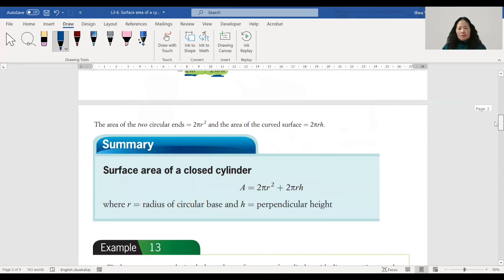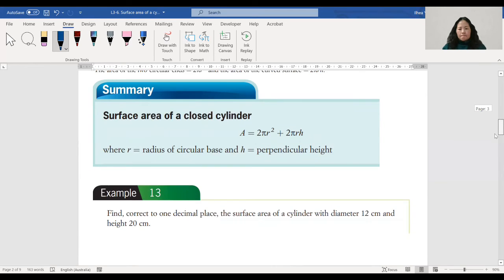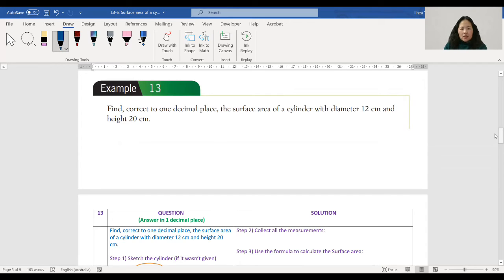Okay, now let's do some examples. I'm just going to leave this summary. We just talked about that. Example 13. Find, correct to one decimal place. Okay, that's the special condition we have to be careful about. We need to find the surface area of a cylinder, which has the formula 2 pi r squared plus 2 pi r h. The diameter d is 12 and the height h is 20. So I've got all the information I need. Now I can solve this question.